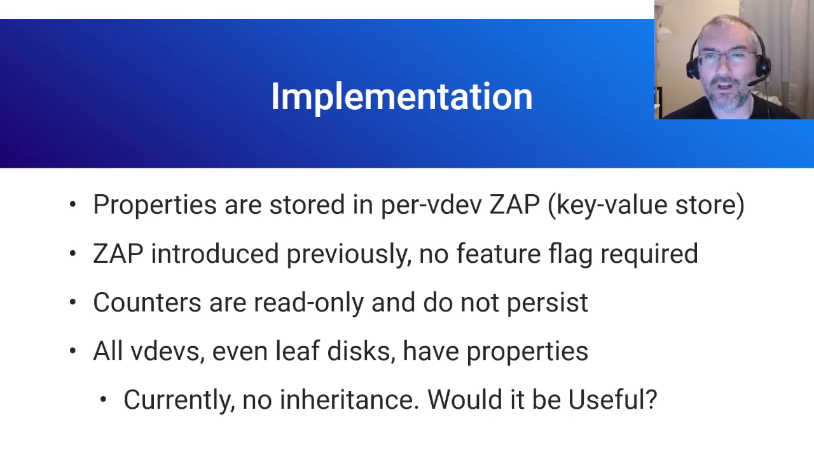But that's one kind of weird case, and especially because of the way the VDEVs work, we would likely not actually need to inherit it. It would just not apply to the leaf disks and only apply to top level VDEVs, because that's where all the device queuing stuff happens anyway. But if you have an idea for a property, I'd love to hear about it. And if it makes sense to have inheritance, then it's probably something we could look at.